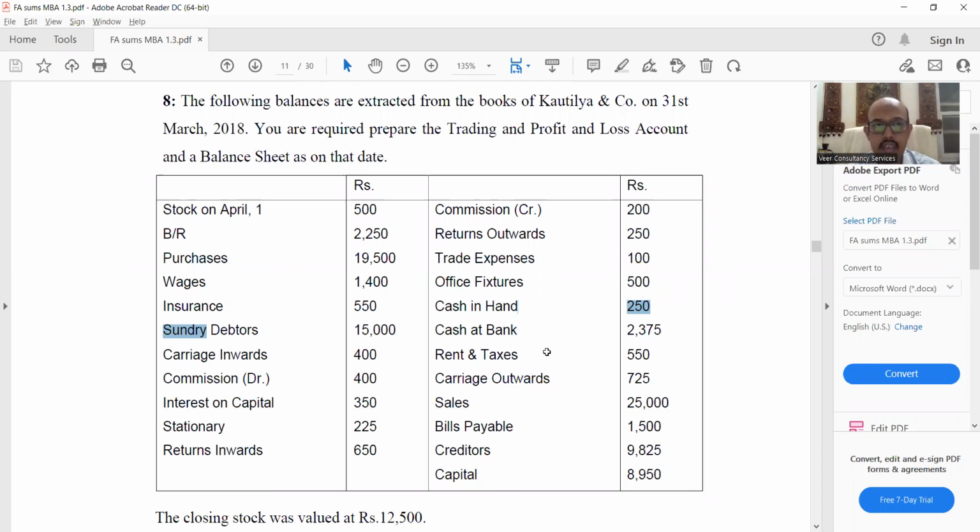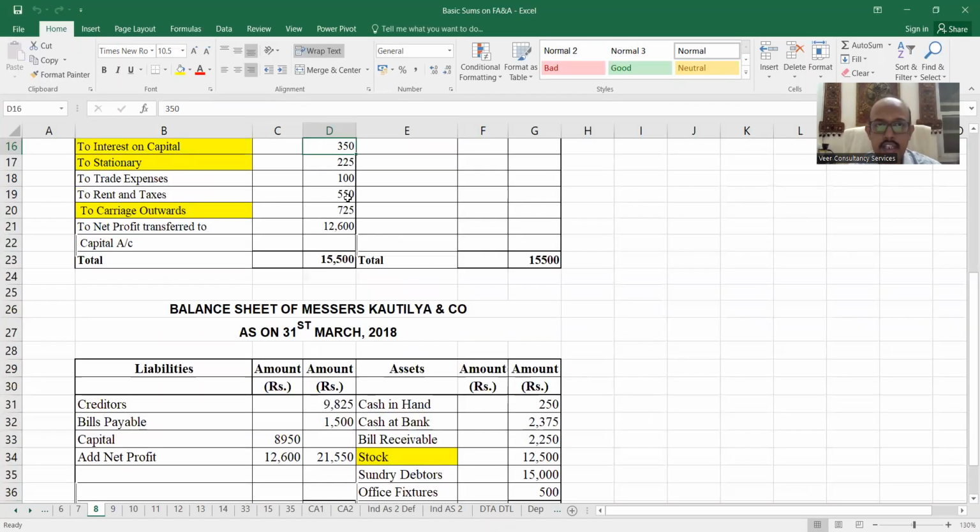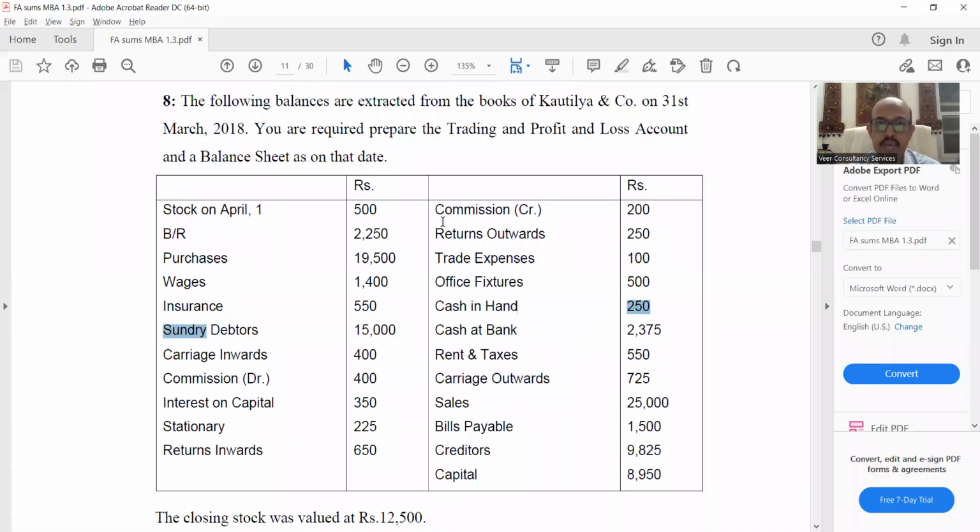Then your rent and taxes. It's an expense to us, so it will go on the profit and loss account on the debit side. So make a note over here, just next to it, right over there.